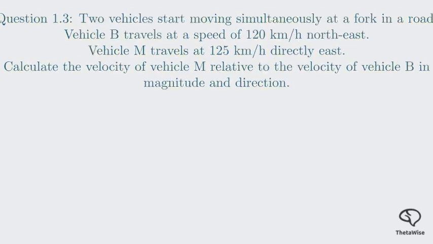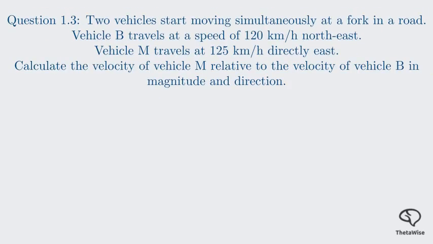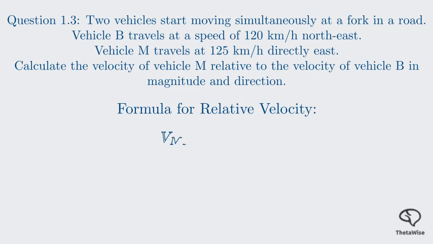The key phrase here is velocity of M relative to B. This means we are observing the motion of M from the perspective of an observer in vehicle B. This is a vector subtraction problem. The formula for relative velocity of M with respect to B, written as VMB, is the velocity of M minus the velocity of B.